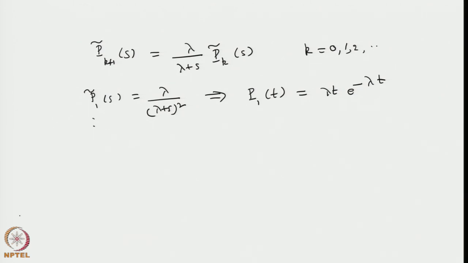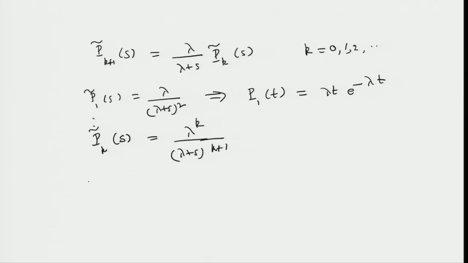Similarly, we can continue and show that the Laplace transform that we wanted for the k events is going to be lambda to the power k by lambda plus s to the power k plus 1. This is done by iterating it further. Put k equal to 2, 3, and then you will obtain this. And again, the Laplace inversion of this is also known from the lookup table. And we will get the probability of time interval t containing exactly k events as p k t equal to lambda t to the power k e to the power minus lambda t divided by k factorial. This is the same as the Poisson distribution we derived earlier.